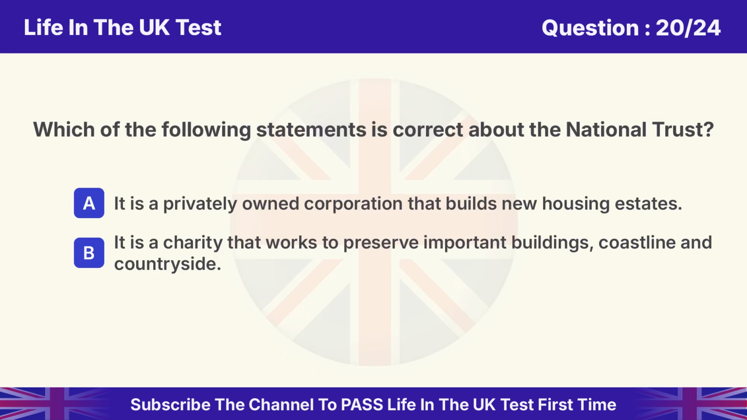Question 20. Which of the following statements is correct about the National Trust? Option A. It is a privately owned corporation that builds new housing estates. B. It is a charity that works to preserve important buildings, coastline and countryside.